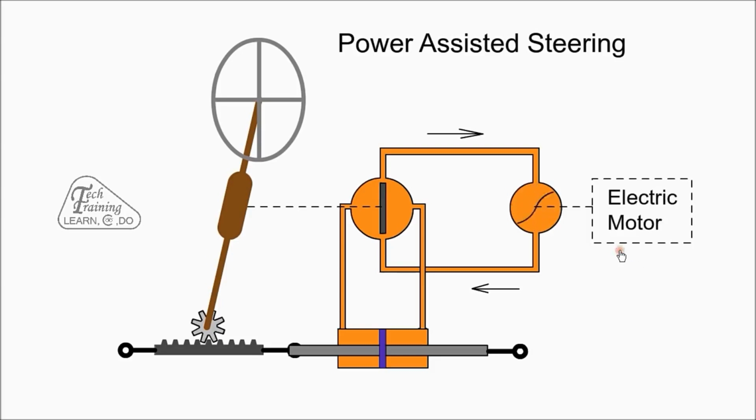With an electro-hydraulic system, an electrical motor is used to drive the hydraulic pump. When the pump is not required, the motor is switched off, saving power consumption. Another solution is a complete electric power assist system.